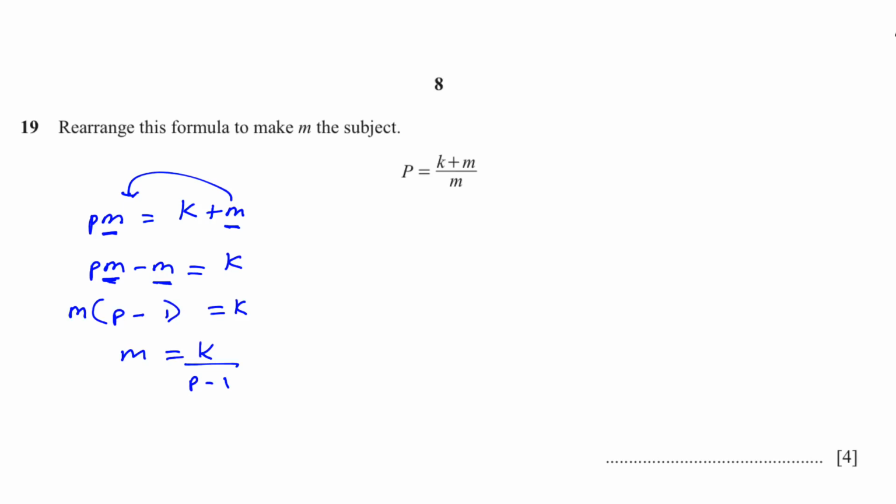What are the steps we did? First, we remove from the denominator. So that's the first step. Second, we bring the like terms together, then factorize. And then whatever term is there, which we don't need, P minus 1, it's a multiply, we'll bring to the other side, it will become a divide.